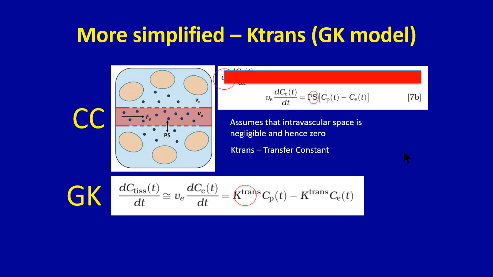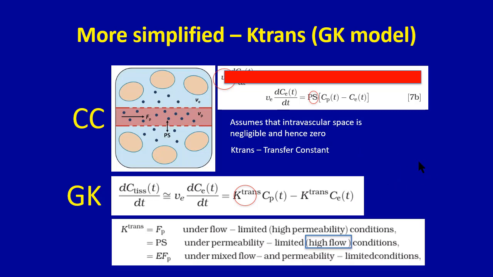But what does it really do? So the thing is, according to the generalized kinetic model, Ktrans would reflect permeability under high flow conditions, and it would reflect flow under high permeability conditions, and it would reflect a mix under mixed conditions. So as you can see, Ktrans simplifies the model.